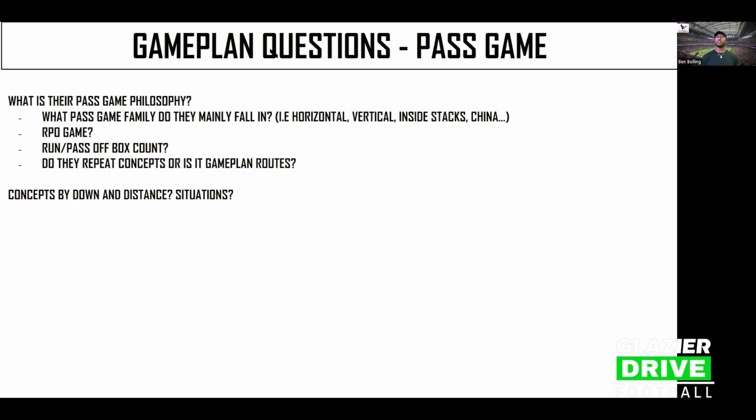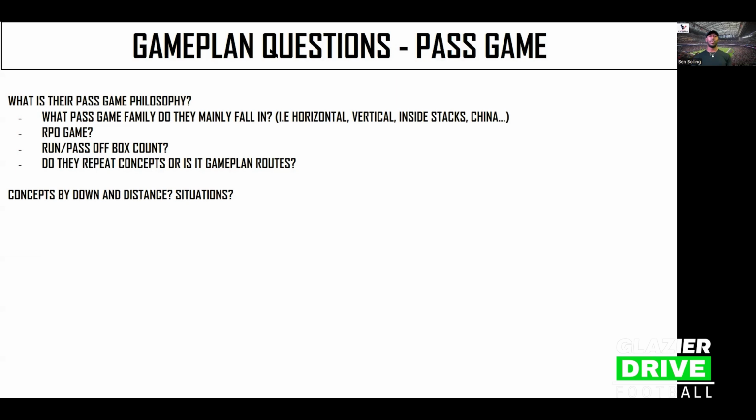I like to look at concepts by down and distance. I think that's everywhere across the league, right? Everywhere across all levels of football, all right? So that's your first and 10, right? All the way down to your second and long, all the way into your third, short, medium, long, extra long, all those situations, two minute.